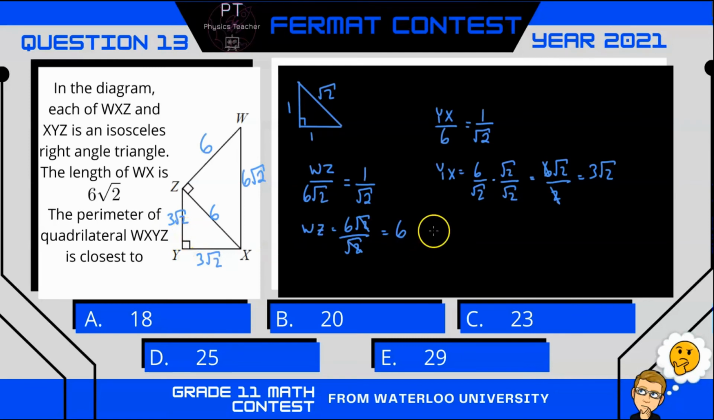So now I can figure out what this perimeter is. The perimeter of this quadrilateral is going to equal 6 root 2 plus 3 root 2 plus another 3 root 2 plus 6, which is approximately equal to 23, or C.